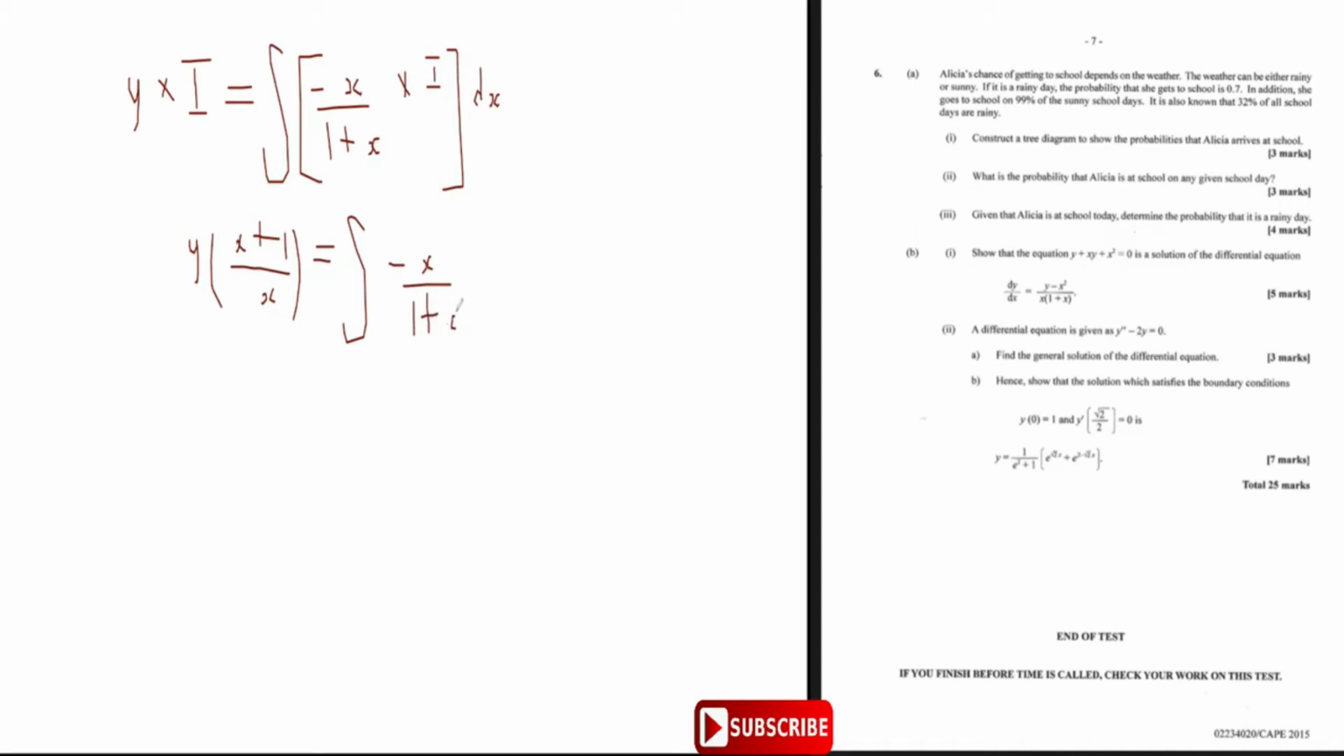So it's minus x over 1 plus x multiplied by the integrating factor. The integrating factor is x plus 1 over x.